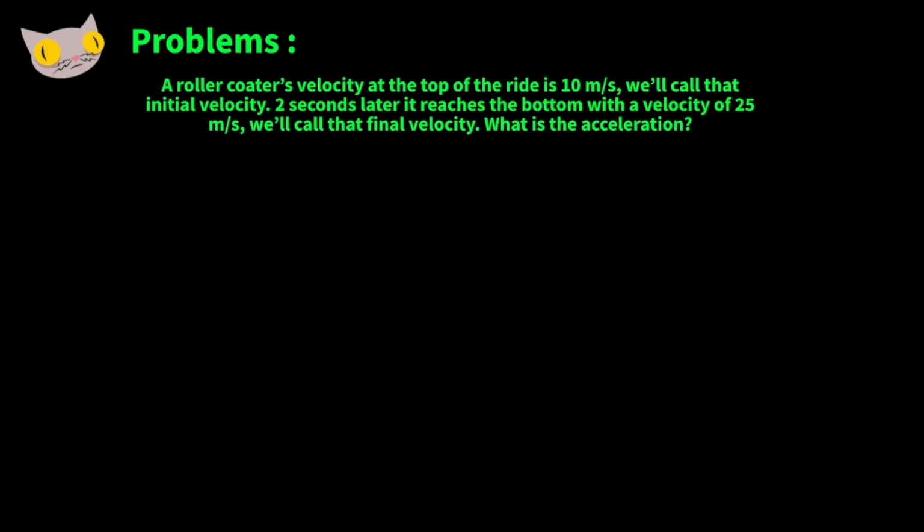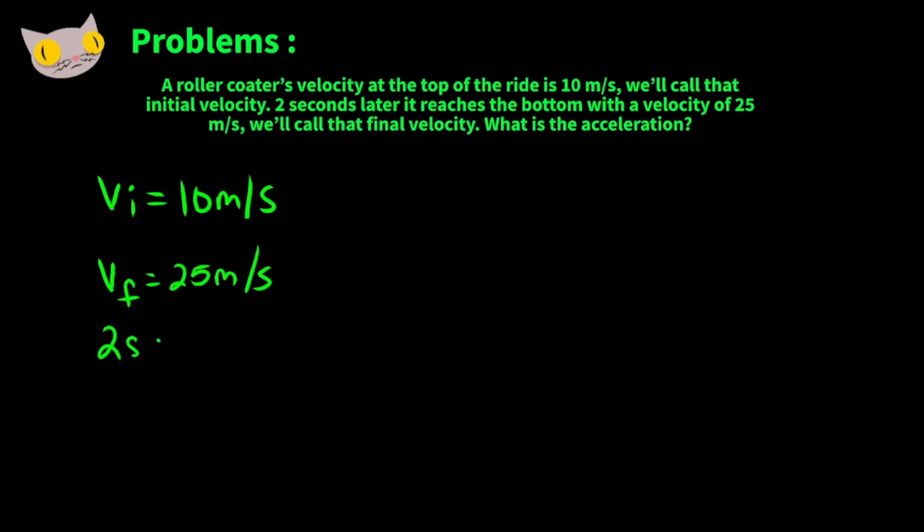A roller coaster's velocity at the top of the ride is 10 meters per second. We'll call that our initial velocity. Two seconds later, it reaches the bottom with a velocity of 25 meters per second, and we'll call that our final velocity. And our 2-second time.